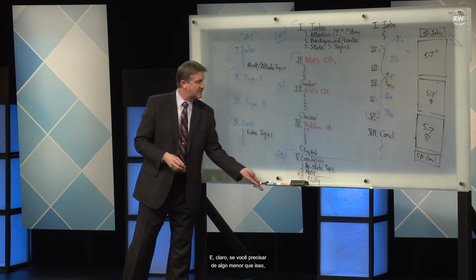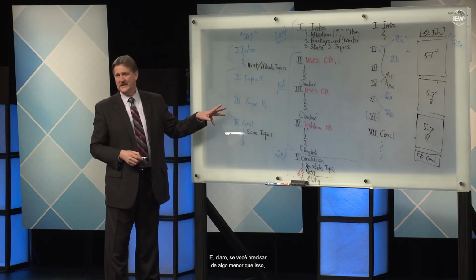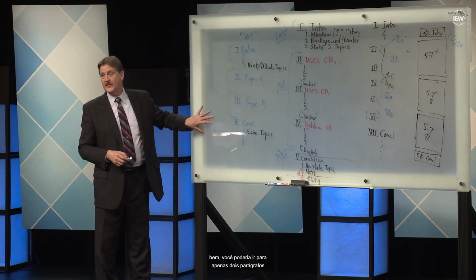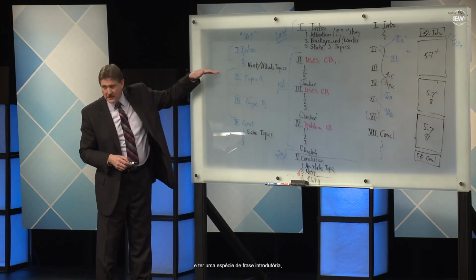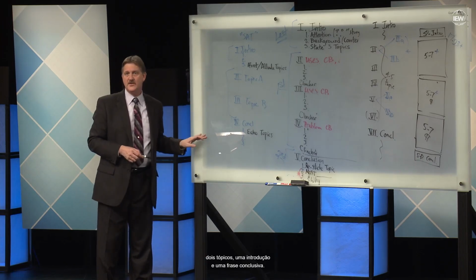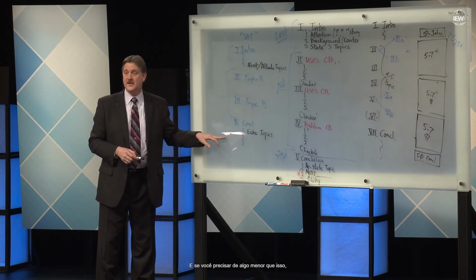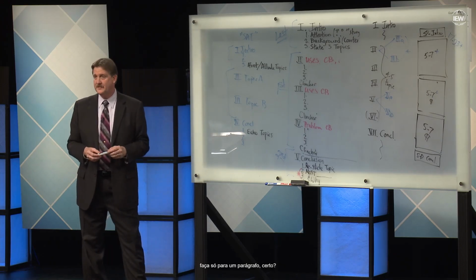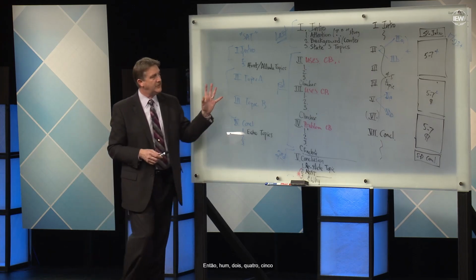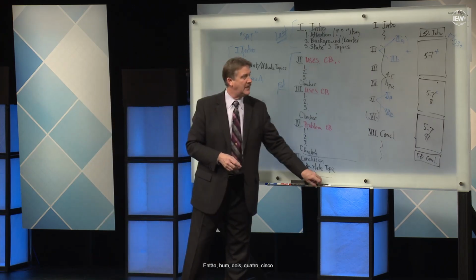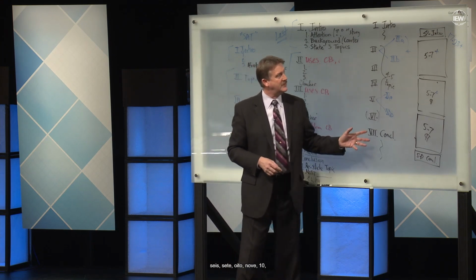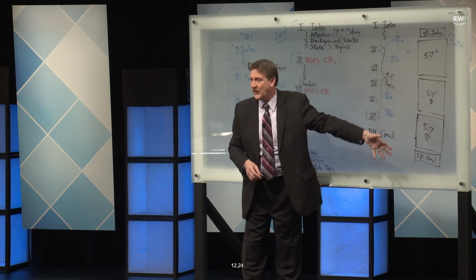And of course, if you need something shorter than that, well, you could go to just 2 paragraphs and have kind of an intro sentence, 2 topics, and an intro and a concluding sentence. And if you need something shorter than that, you just go to 1 paragraph, right? So 1, 2, 4, 5, 6, 7, 8, 9, 10, 12, 24.